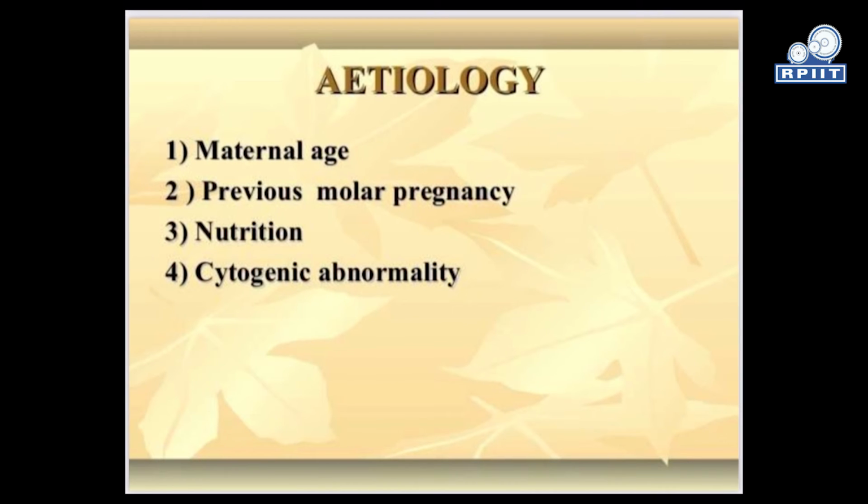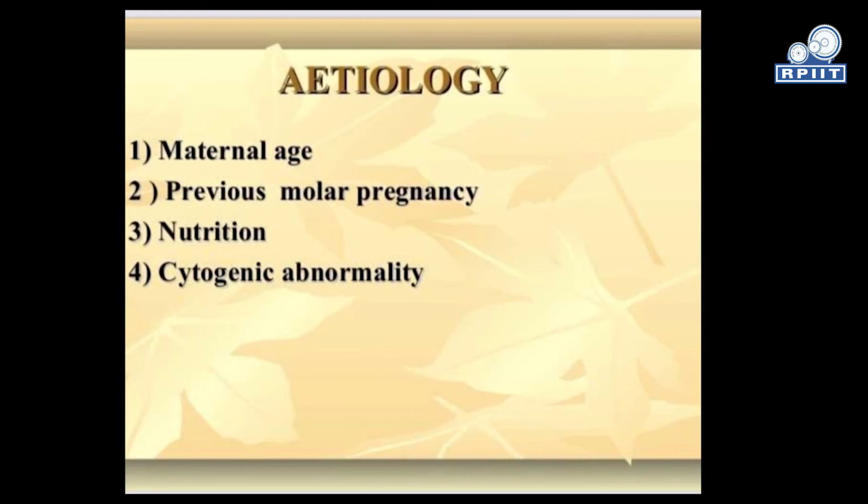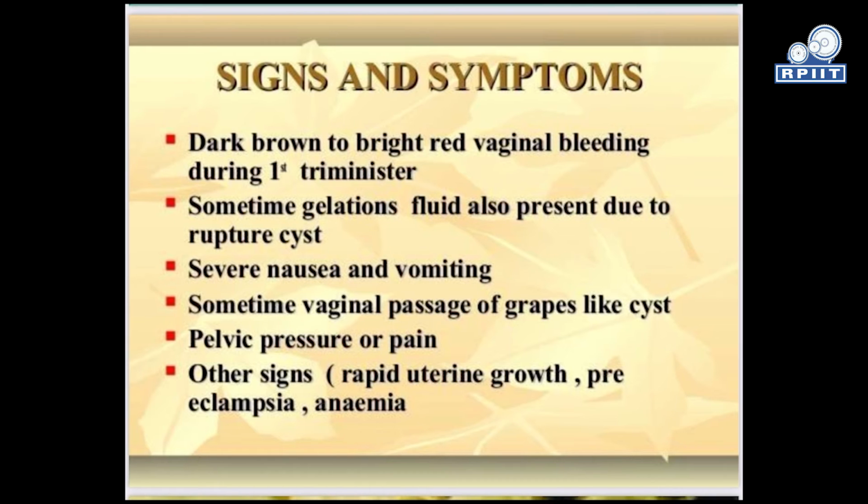Next is etiology. The etiology includes maternal age, previous molar pregnancy, nutrition and cytogenetic abnormality. Next, signs and symptoms include dark brown to bright red vaginal bleeding during the first trimester. Sometimes serous fluid is also present due to ruptured cysts, with severe nausea and vomiting. Sometimes there is vaginal passage of grape-like cysts, and pelvic pressure or pain. Other signs are rapid uterine growth, preeclampsia and anemia.